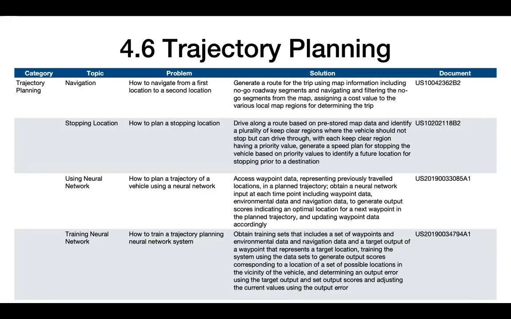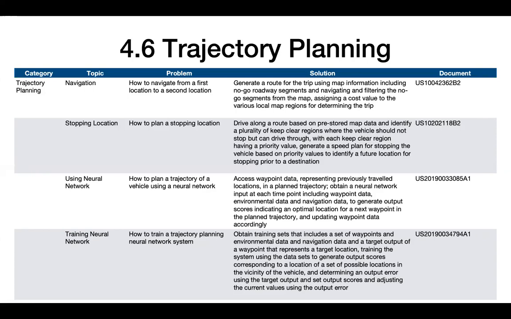How to plan the trajectory of a vehicle using a neural network. First one here, access waypoint data representing previously traveled locations. So we're talking about our map again in a planned trajectory. Obtain a neural network input at each time point, including waypoint data, environmental data, and navigation data to generate an output score indicating an optimal location for our next waypoint in the planned trajectory, and update our waypoint data accordingly.